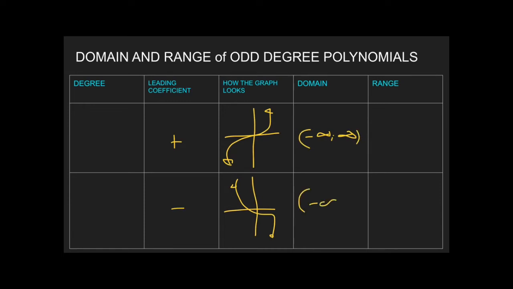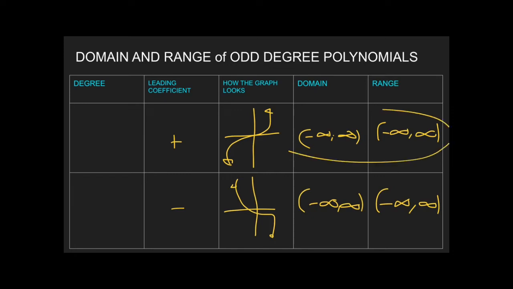Our range is also negative infinity, comma, positive infinity, because there are no restrictions on both the left side of the x-axis and the right side of the x-axis. Our range is also without limitation or hindrances. So we are also going to write negative infinity, comma, positive infinity, and negative infinity, comma, positive infinity. And this is true for all odd degree polynomials, whether they have a positive leading coefficient or a negative leading coefficient. Domain and range will always be constant like this.